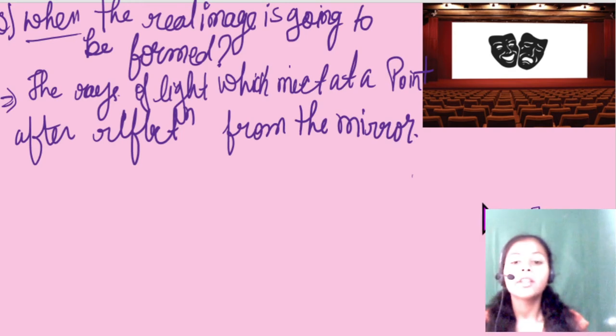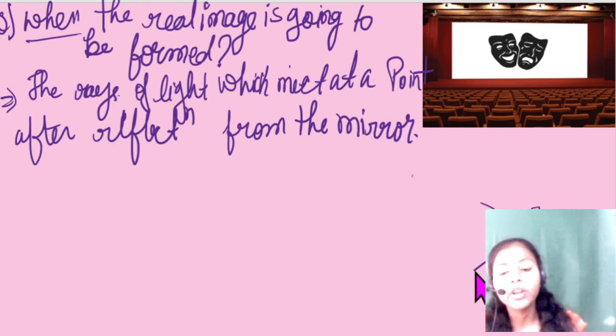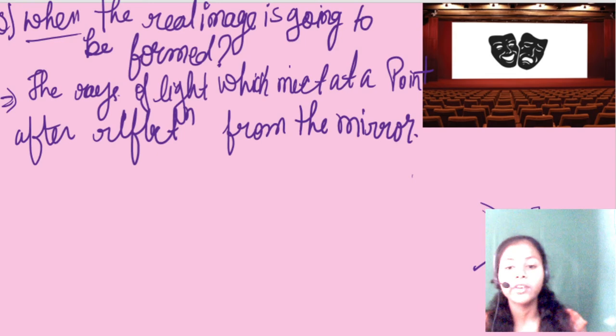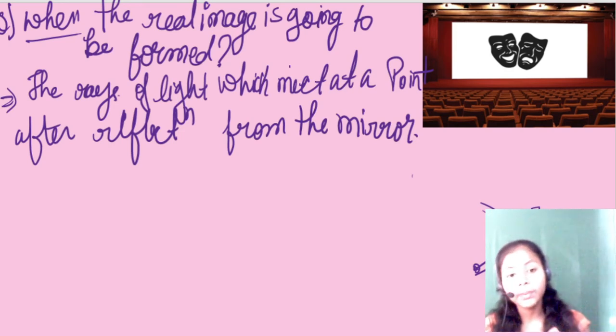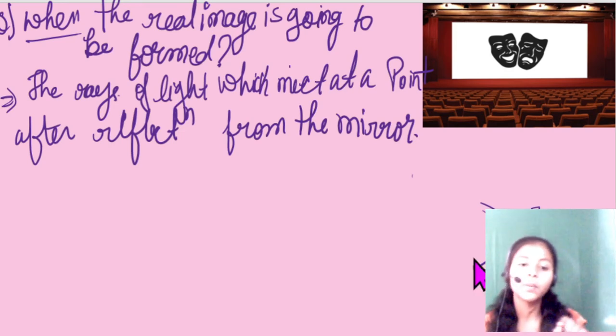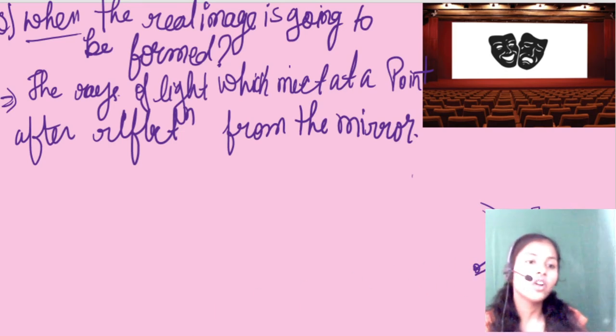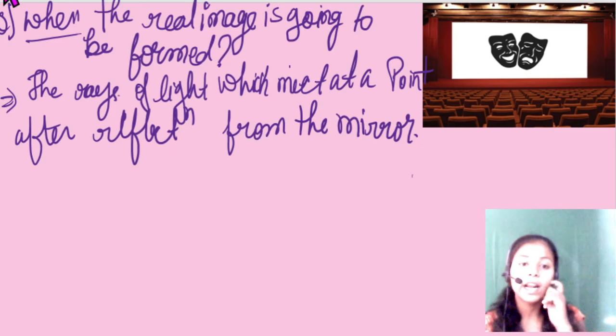From this mirror, the light ray is coming from here, and after reflection it meets at a point which is outside the mirror. Then we can tell that the image which is going to be formed is a real image. So the next question of ours is: when can we tell that a virtual image is going to be formed?